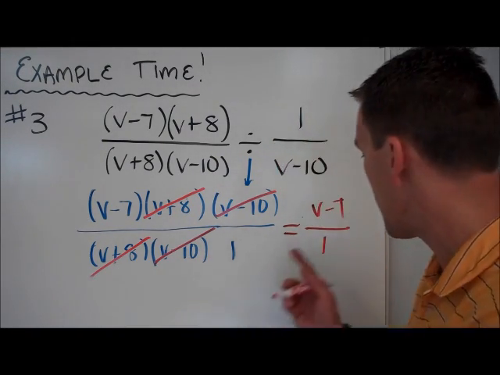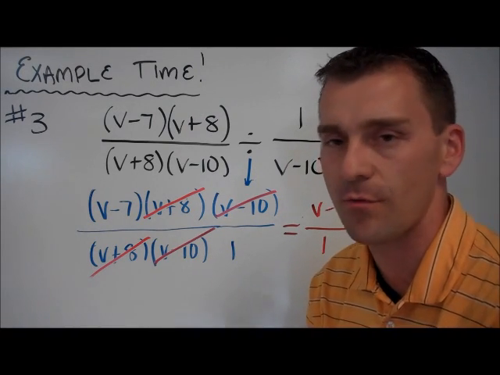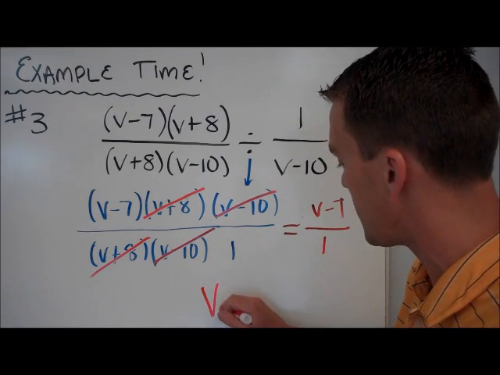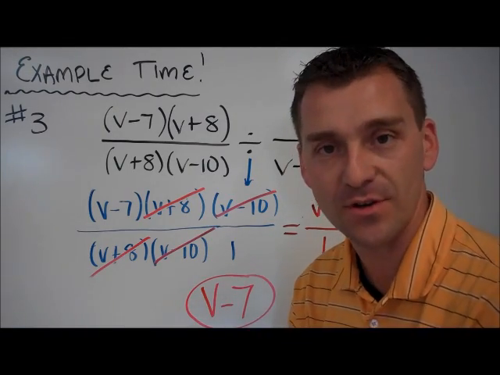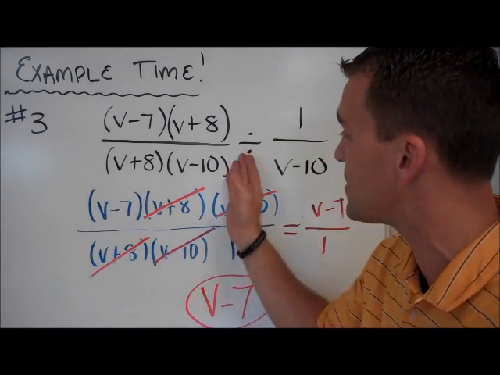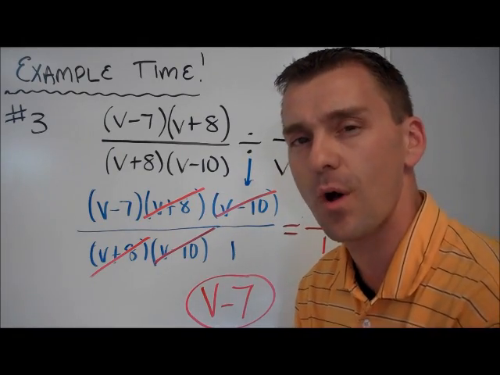That's a great answer, but you wouldn't leave it as V minus 7 over 1. You just write it as V minus 7. And that is your answer. So there's example number 3. That's a division question. Now let's move to one that's multiplication.